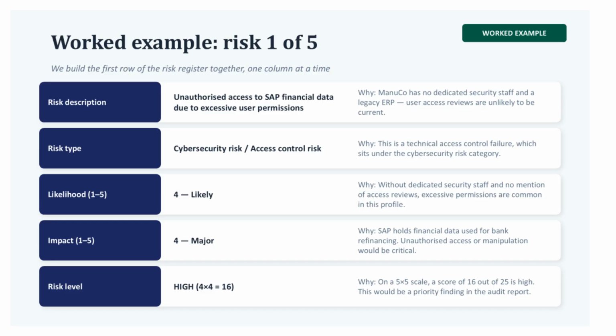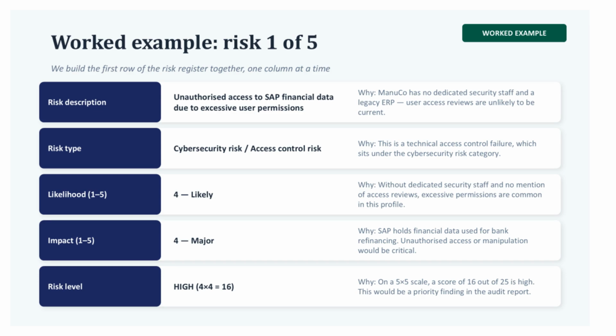Now the likelihood is 4. Why is it 4, not 5? Because 5 means almost certain, like true in almost every company of this type. And a 4 means it probably exists here based on the profile, with no dedicated security staff and a legacy ERP. Access reviews are very likely not current, but we haven't confirmed it yet. We only have the briefing. So if we tested and found no reviews in 3 years, we might move to a 5.